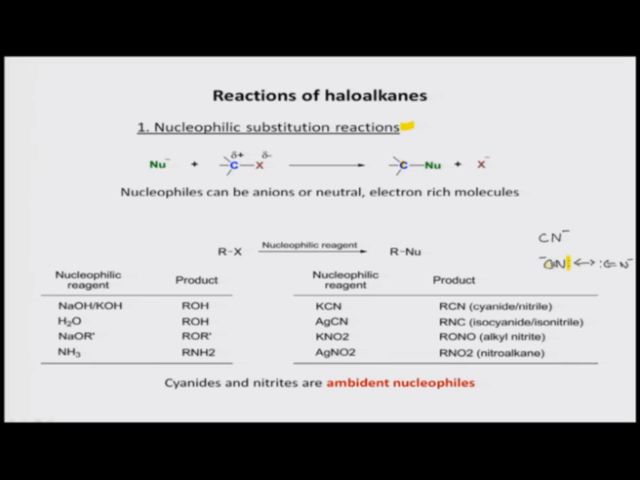So, if the silver atom is attached to the carbon atom strongly, then the lone pairs on nitrogen will start to react as the nucleophile, and as a result we get a product where the alkyl group is attached to the cyanide through nitrogen, and that is called an isocyanide or an isonitrile.